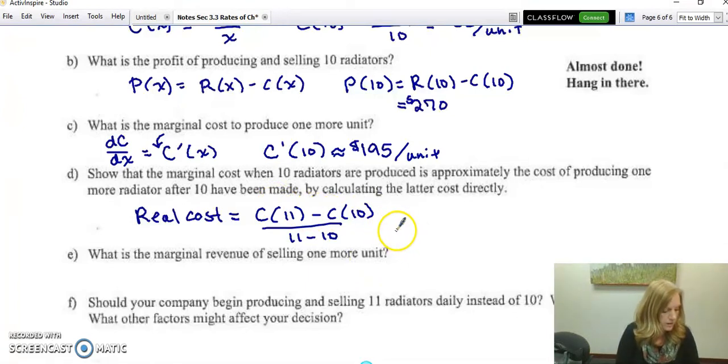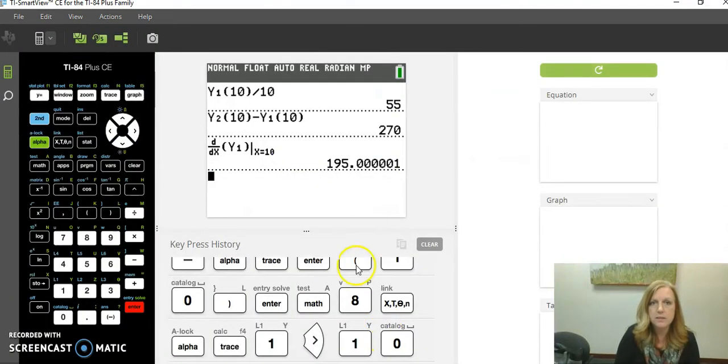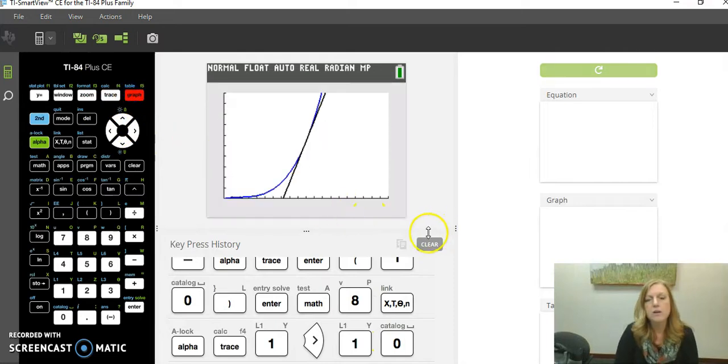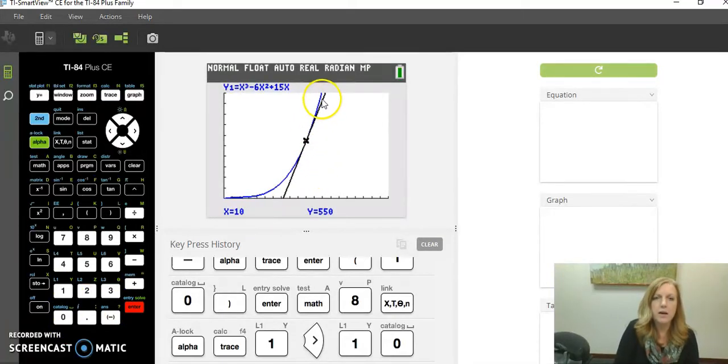And we can do that on the calculator. And I already did it, and you can type this into your calculator yourself. That's going to be $220 per unit. So this is the actual, and this is what the derivative gave us as an estimate. Now, I went ahead and graphed this for us. This is your cost curve right here. And you can see that my cost curve is increasing and concave up. And then my tangent line is what I graphed right here. And if I hit trace and we type in 10, you can see right here that my tangent line falls below the curve because the curve is concave up.